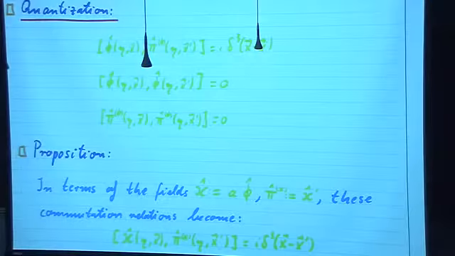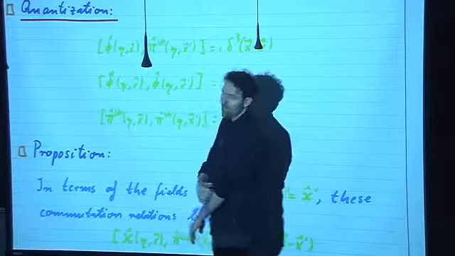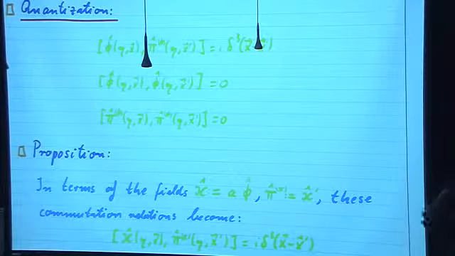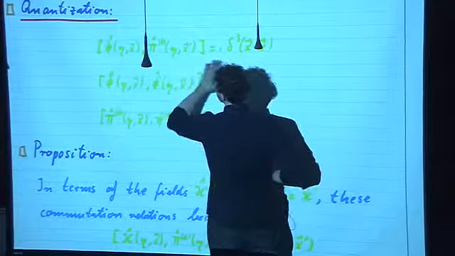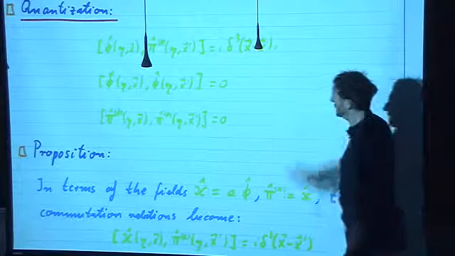Well, we quantize by imposing the canonical commutation relations between phi and pi, of course, because these are the fields we really care about. These are the physical fields. The chi is just a convenient variable. So we impose these commutation relations where the pi here has a superscript phi. These are the commutation relations.